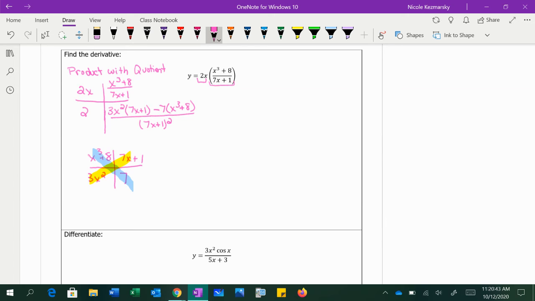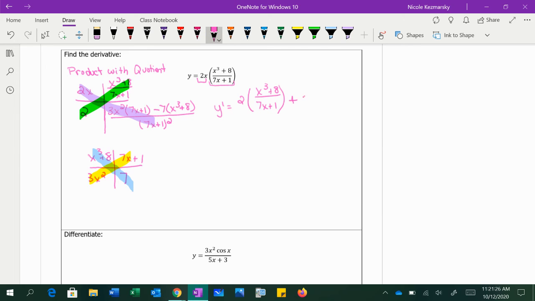So for this one, this is just kind of an exercise in stretching our minds a little bit. So we're not going to simplify that quotient rule. We can if we want to, but we're not going to do it. I'm going to go ahead and write out my y prime. And at y prime, I'm going to start in the lower left-hand corner. So I'm going to do the green diagonal. And I'm going to do 2 times the quotient, x cubed plus 8 over 7x plus 1. Then I'm going to do a plus because I'm doing product rule. And I'm going to do the purple diagonal.